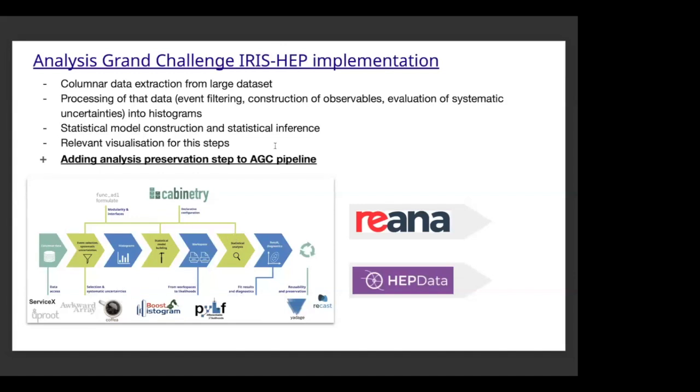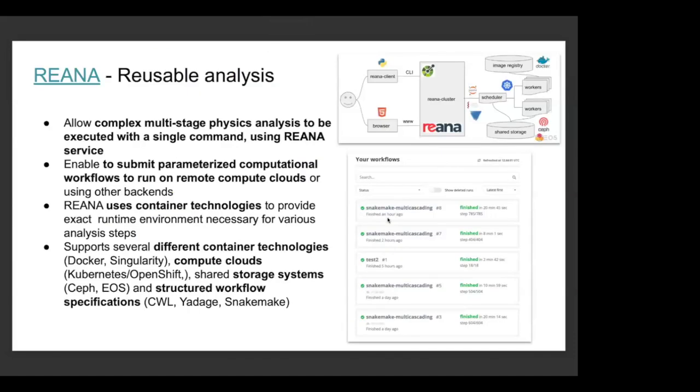My initial objective was to add the analysis preservation step to this AGC pipeline. For this, I was using REANA, a reusable analysis platform, which allows physicists to submit complex physics analyses and have them executed with a single command. It uses container technologies such as Docker and Singularity, compute clouds like Kubernetes and OpenShift, with shared storage systems, EOS and Ceph. Here you can see the typical REANA UI and the REANA architecture.